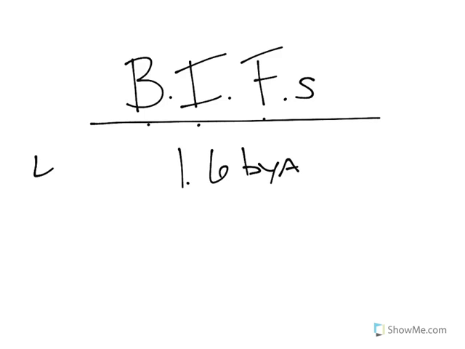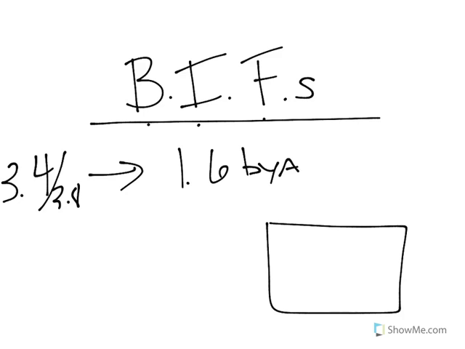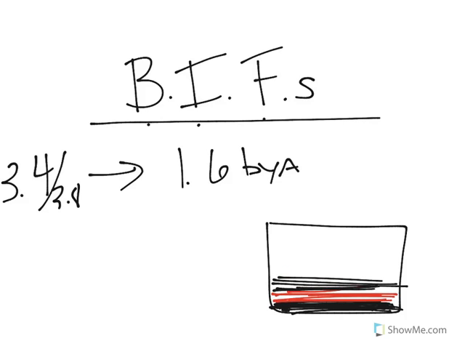So from anywhere from about, let's say, 3.4 to 3.8 billion years ago to 1.6 billion years ago, we had these rocks called banded iron formations. Now, a banded iron formation is a rock that has layers of unoxidized iron, which are black, and then layers of oxidized iron, which are red. So what we see is this alternating layer of unoxidized, oxidized, unoxidized, oxidized.